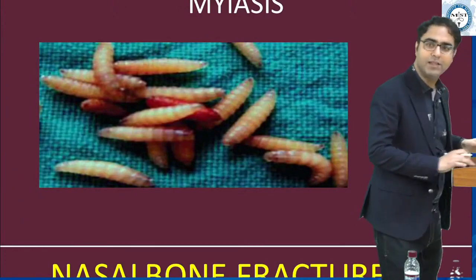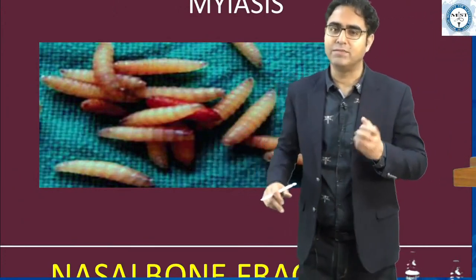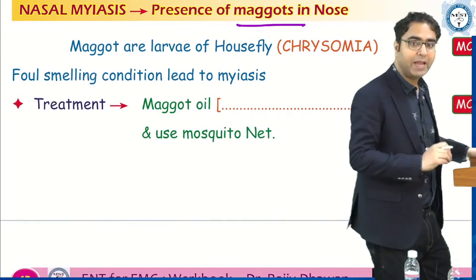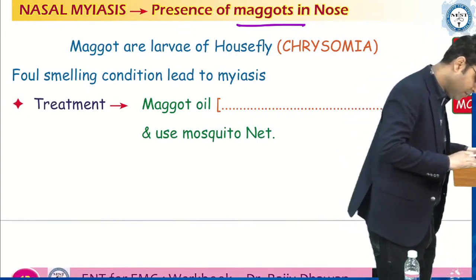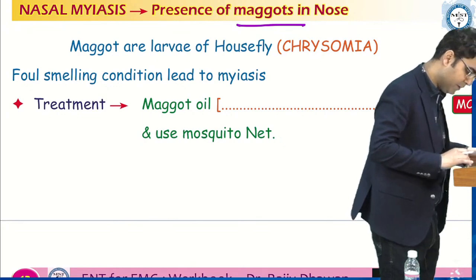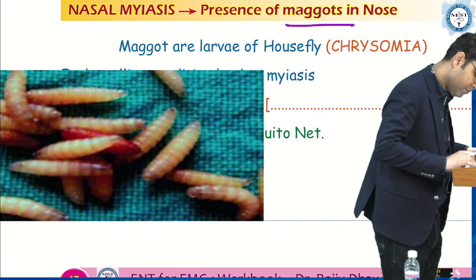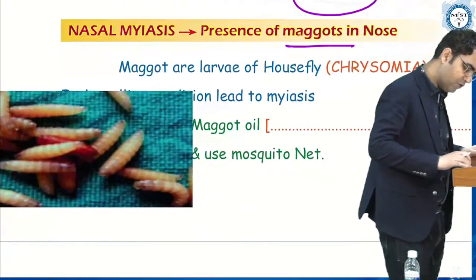Are you enjoying watching it? These kinds of insects in the nose, beta. What is a maggot? Just read that. Maggots are larvae of the housefly, beta. This is a maggot.